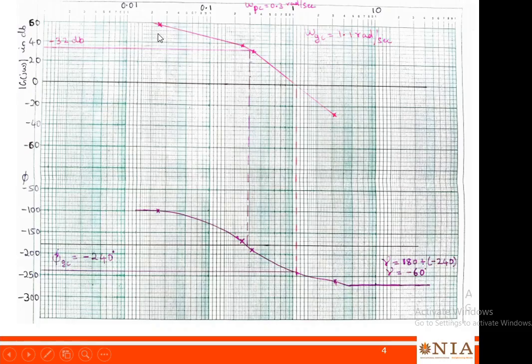And then using a scale you can join them, so that the slope is very clear. I have taken a scale to draw this. This is not a smooth curve.